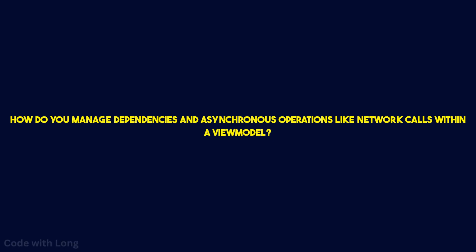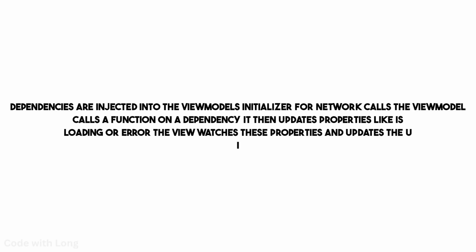How do you manage dependencies and asynchronous operations like network calls within a view model? Dependencies are injected into the view model's initializer. For network calls, the view model calls a function on a dependency. It then updates properties like is loading or error. The view watches these properties and updates the UI.